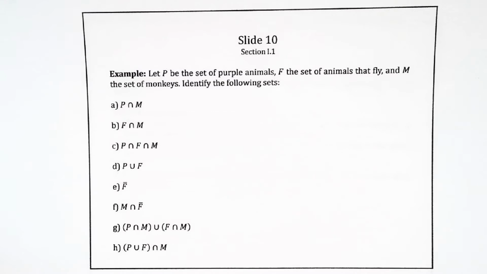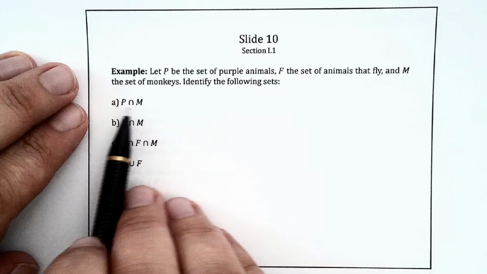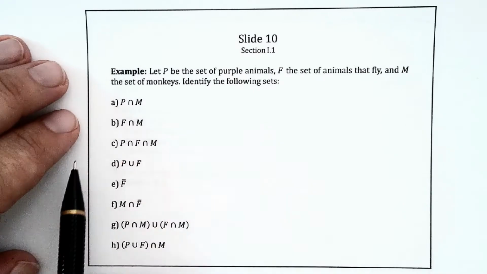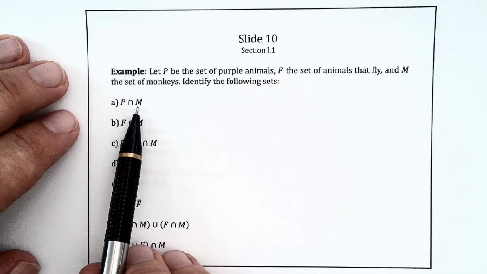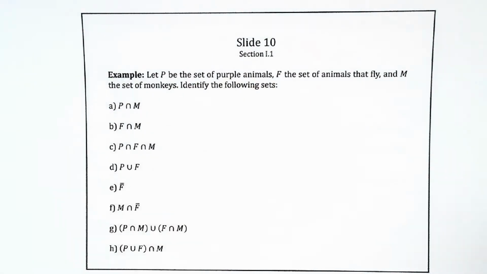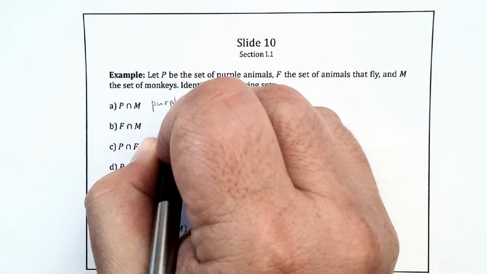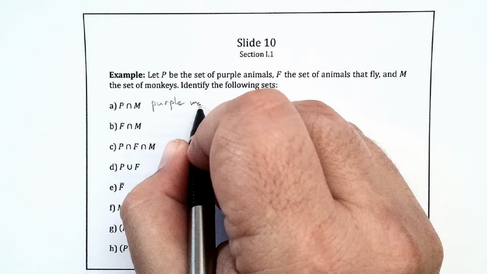So we'll start with A. P intersect M. So remember, this is the set of everything that belongs to both sets. So if we're talking about things that are both purple animals and that are monkeys. So what is a purple animal that's also a monkey? Well, it's a purple monkey. That would be the set of purple monkeys.